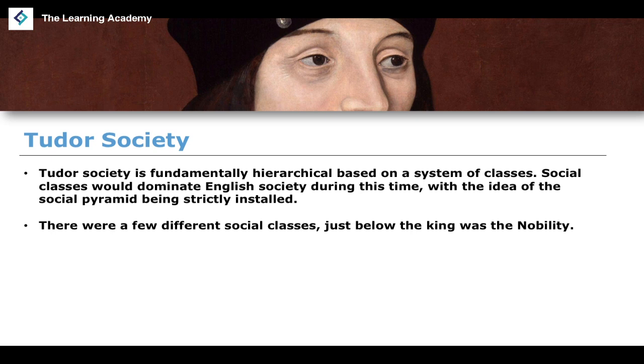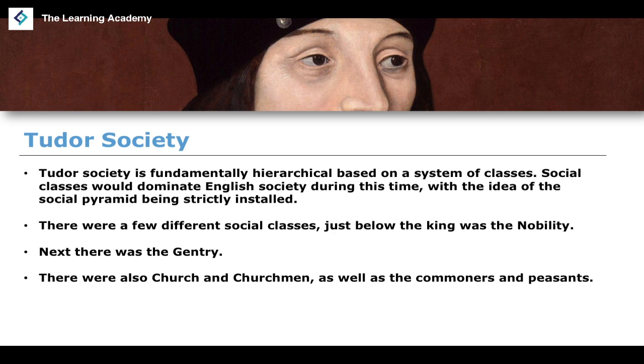There were just a few different kinds of social classes. It wasn't a very complicated hierarchy. The top of this social hierarchy was ultimately the king, and just below the king was the nobility. Next we had the gentry, and then as we get below the gentry, the ways in which social classes were based on hierarchy got a little bit more mixed up. So we have people like church and churchmen, and we also have commoners and peasants. Commoners and peasants towards the bottom of society tend to mix quite a lot, being actually relatively similar on the social ladder compared to each other. But in terms of the delineation, this is how it ultimately existed.